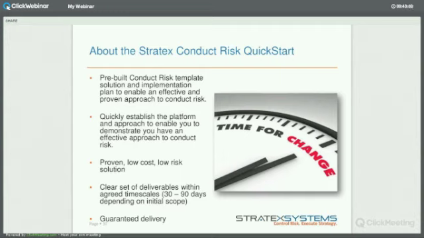It's made up of a starter template of customer related objectives and risks and controls and things. We have very clear deliverables as part of the project, and we typically deliver within the 30 to 90 day time frame, and that's dependent on an initial scope to really determine what size of organization we're talking about, what's the real scope of the project, that kind of thing. Key point here is guaranteed deliverable. If you're not happy, you get your money back.